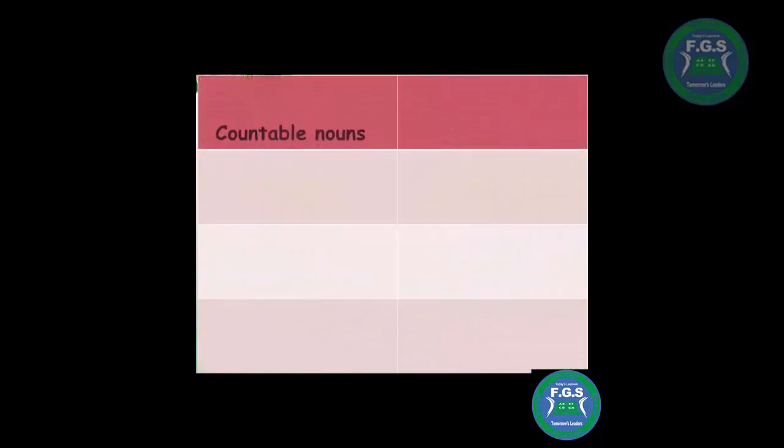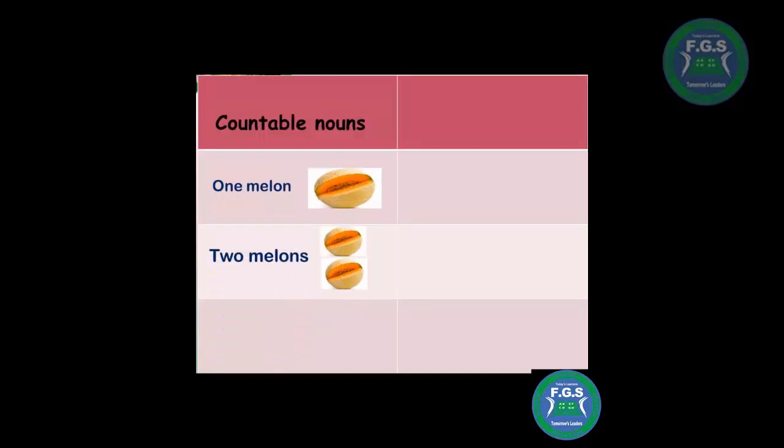And now look at this table, we have the countable nouns, to show the difference between countable and uncountable nouns. Here we have 1 melon or a melon, 2 melons. There are 3 melons or some melons, and so on. So some can come with countable or uncountable nouns.